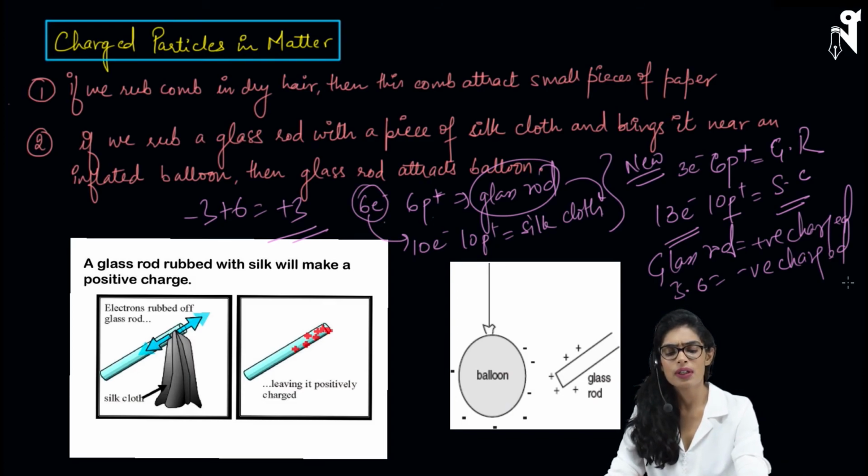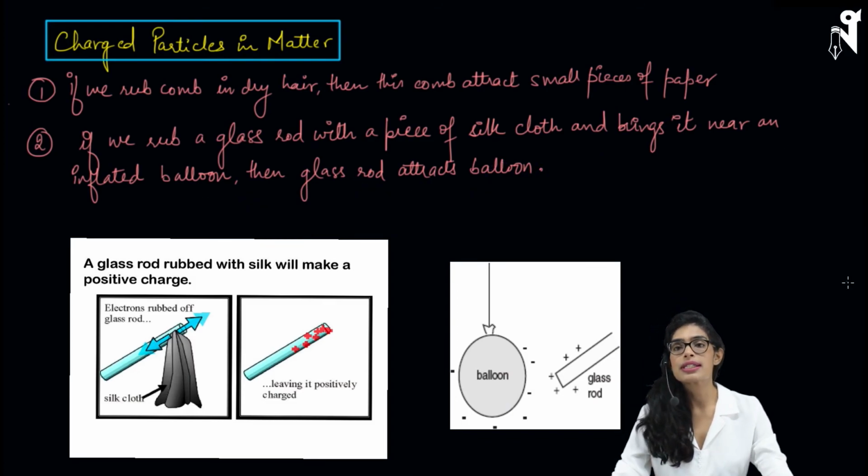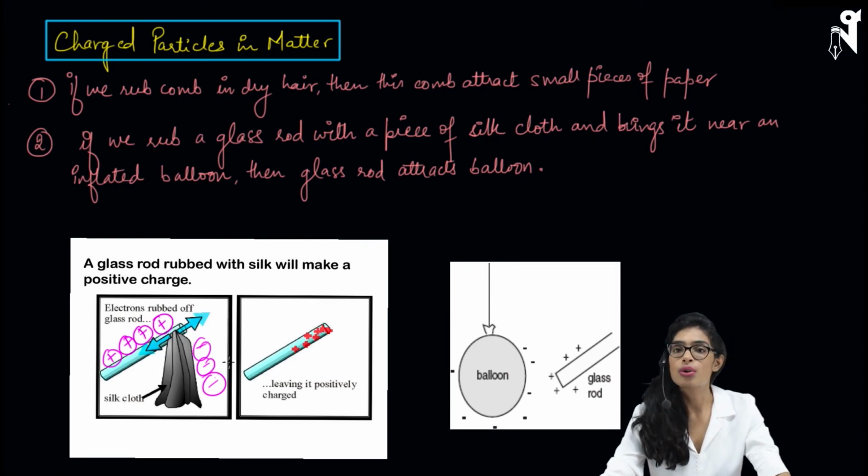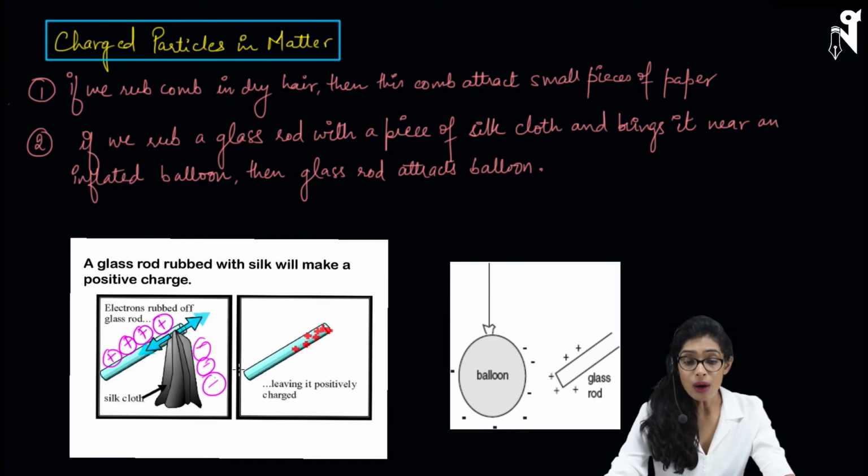This concept we have learned in much more detail in the previous example, so I'm not getting into depth of it, but I hope you understand. The silk cloth has become negatively charged, whereas your glass rod has become positively charged by rubbing and by transferring electrons from glass rod to silk cloth. Now we have got the glass rod which is positively charged now.